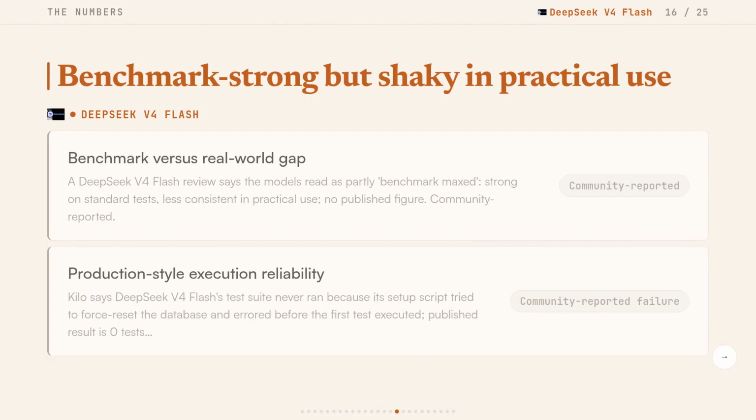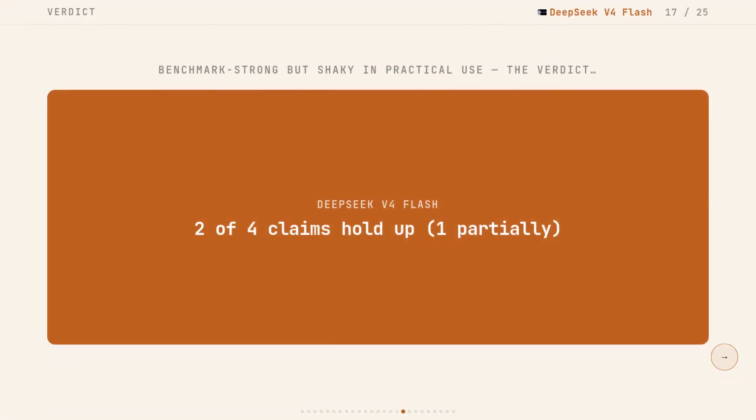The suite never ran because the setup script tried to force reset the database and errored before the first test executed. 0 tests run. That's a production blocker, not a benchmark gap. Claim 4 holds up. The practical use criticism is backed by real hands-on evidence, and a test suite that errors before it even starts is about as clear a reliability signal as you can get. That's 2 claims verified, 1 partially true, 1 falling short, 1 left.